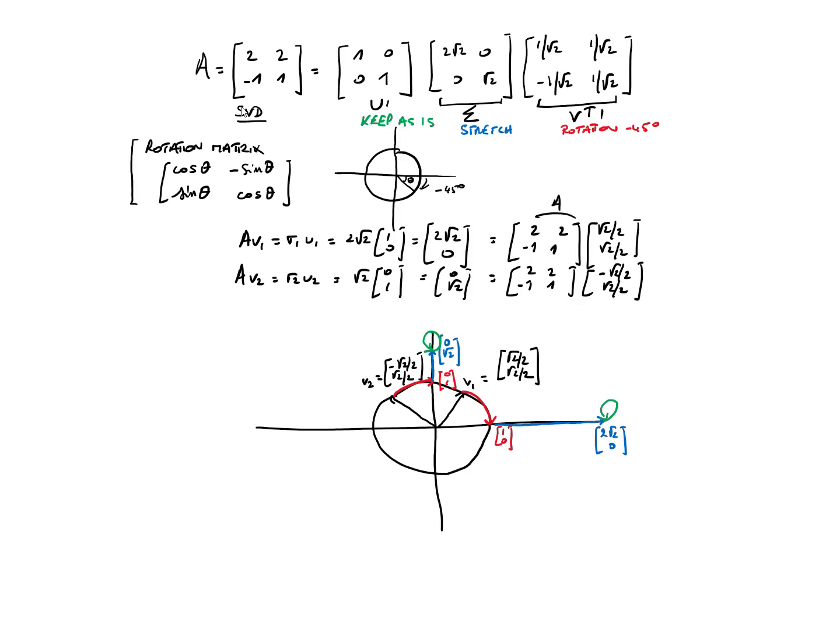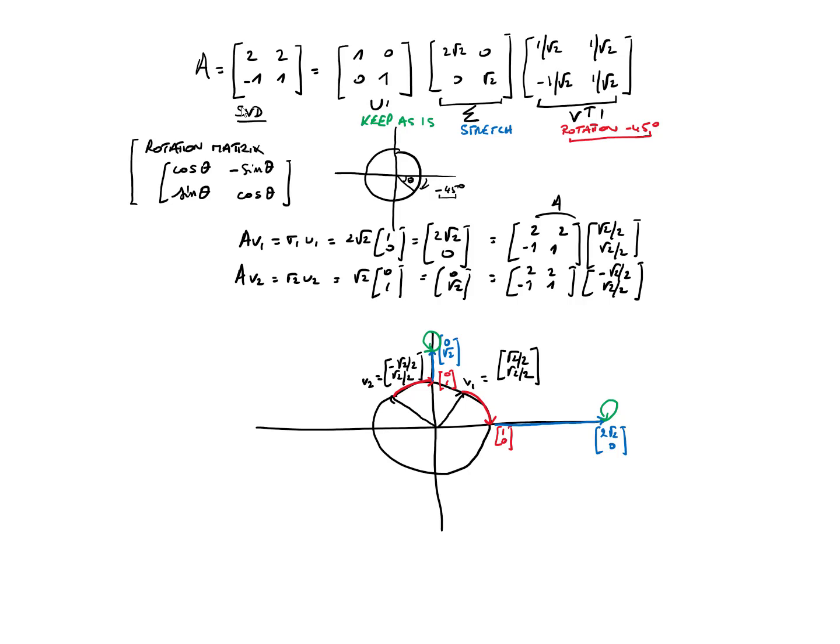In general, a rotation matrix can be written like this, and in this particular case you can see that, in order to have a positive cosine and negative sine, you need a negative angle here, and it corresponds to minus 45 degrees. Okay, so the matrix V transpose corresponds to a matrix that is a rotation by minus 45 degrees.